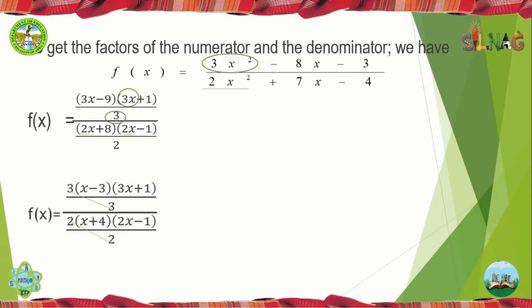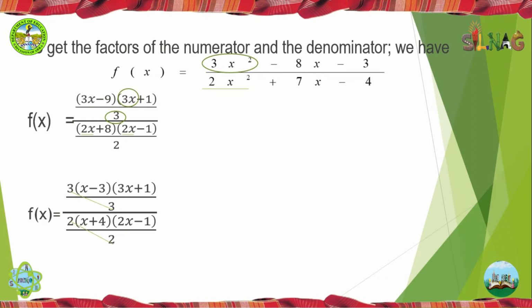So now, what are the factors of negative 9 whose sum is negative 8? So we have 9 and 1. And then the middle term, negative 8x, has negative as a sign. So therefore, 9 will be negative and then 1 will be positive. So negative 9 and positive 1 are the second terms of the binomial factors.